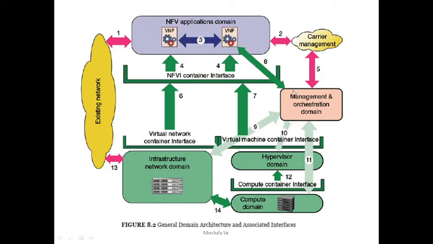This is the NFVI window. Second was the management, that is MANO, the orchestration domain, and this is nothing but the NFV application. We create the virtual network functions. In detail we'll be discussing, but you just have to understand this particular tray. You can see the NFVI container interface, virtual network container interface, virtual machine container interface. I'll be explaining these interfaces. They act in a simple way: this particular domain provides the container, so these applications can run on this container. So let's go ahead.